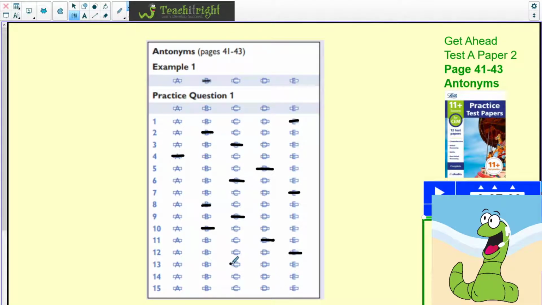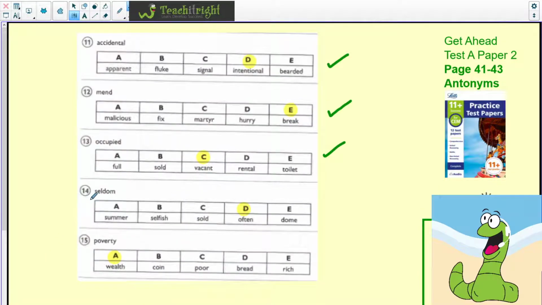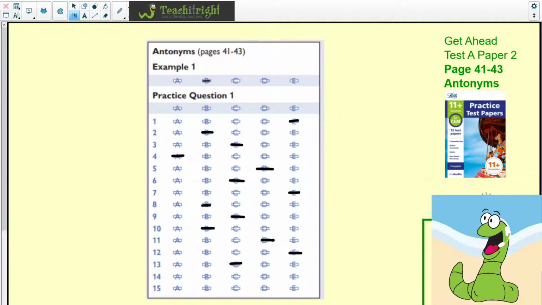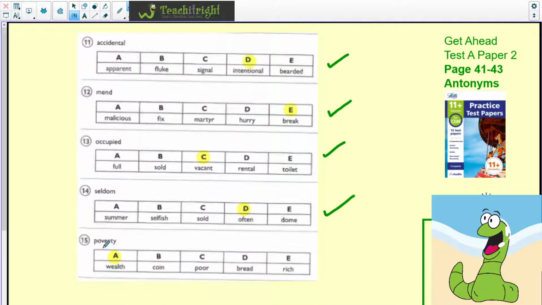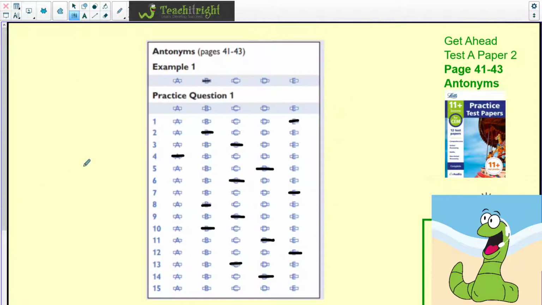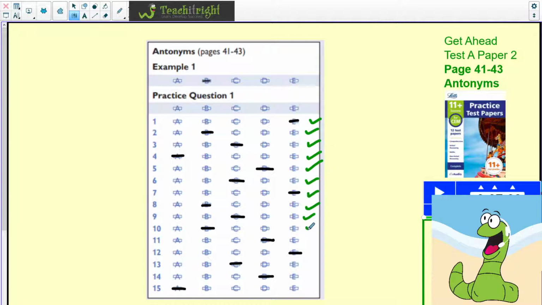Nearly there now. 2 left. Let's have a look at 14. Seldom and often. So if you do something seldomly, you don't do it very often. So let's take that one, and that will be D, number 14. Number 15, got poverty and wealth. So again, those are opposite, so we're going to mark that down as A. So, well done if you managed to get all of those right. And again, I'm just going to go down through, double check that we marked them correctly on the multiple choice sheet. And well done if you got all of those antonyms correct.